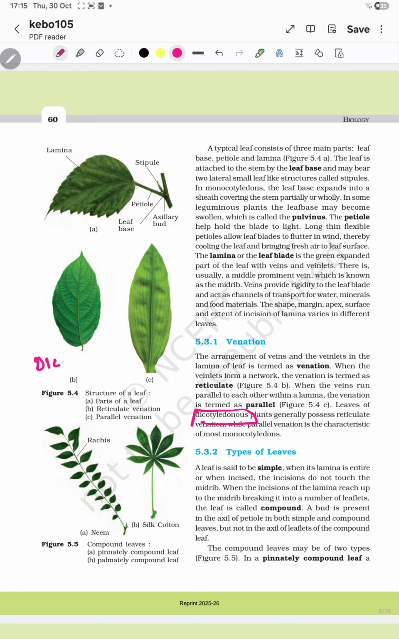Now they can ask what is a petiole, what is the difference between petiole, rachis, etc. So leaves are of two types: simple and compound. Compound leaves are of two types: pinnately compound and palmately compound. Pinnately compound leaves are seen in neem. Palmately compound leaves are seen in silk cotton. The diagrams are always very important.